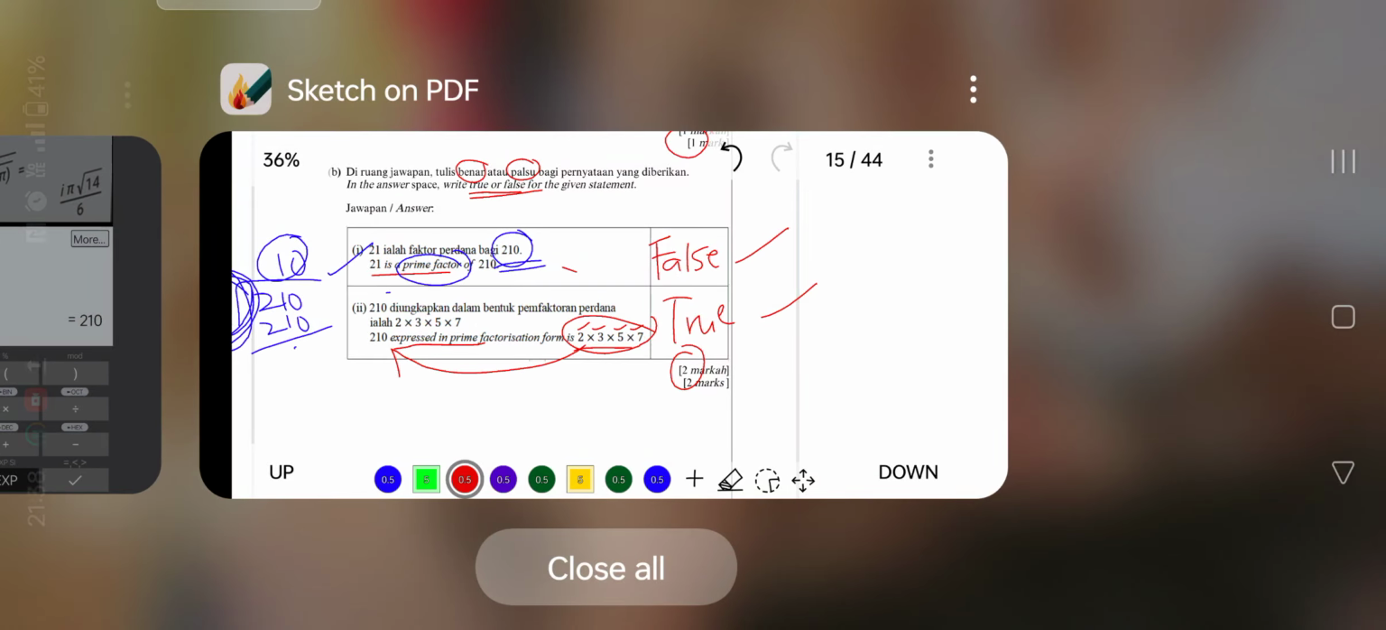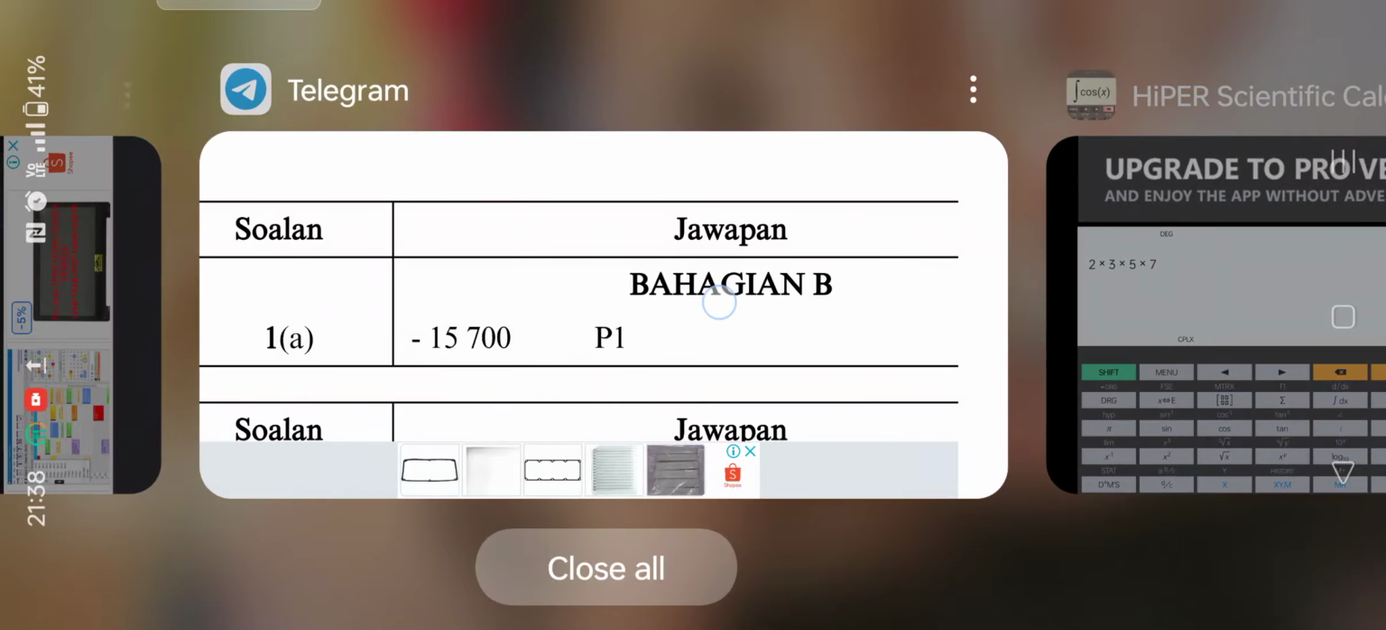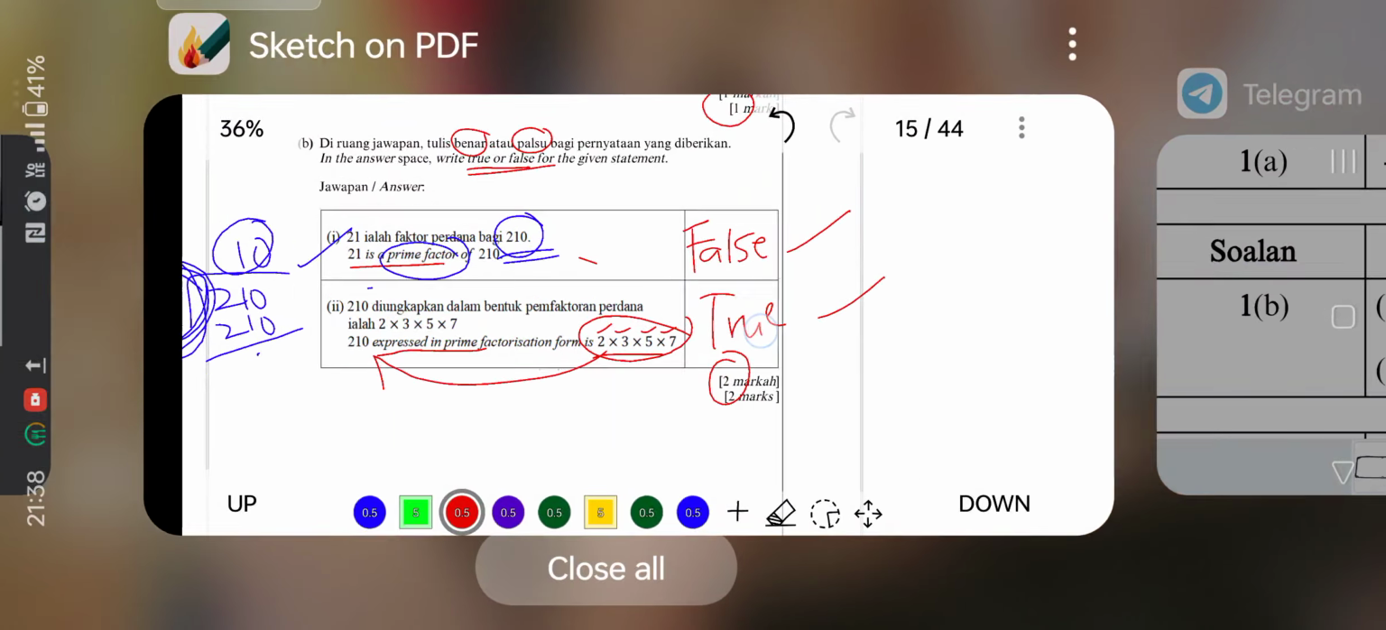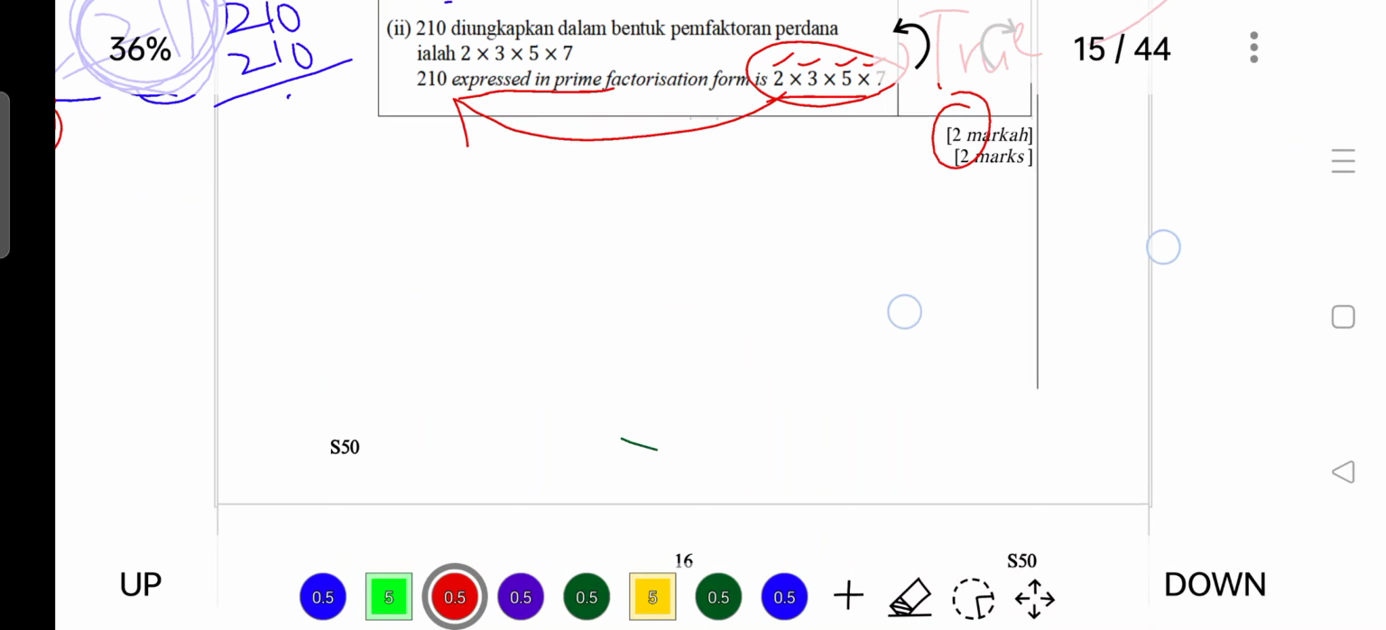Let us check whether the answer given is what we have written. So palsu benar, which is false and true. Yeah, you get it correctly. So you get another 2 marks here.